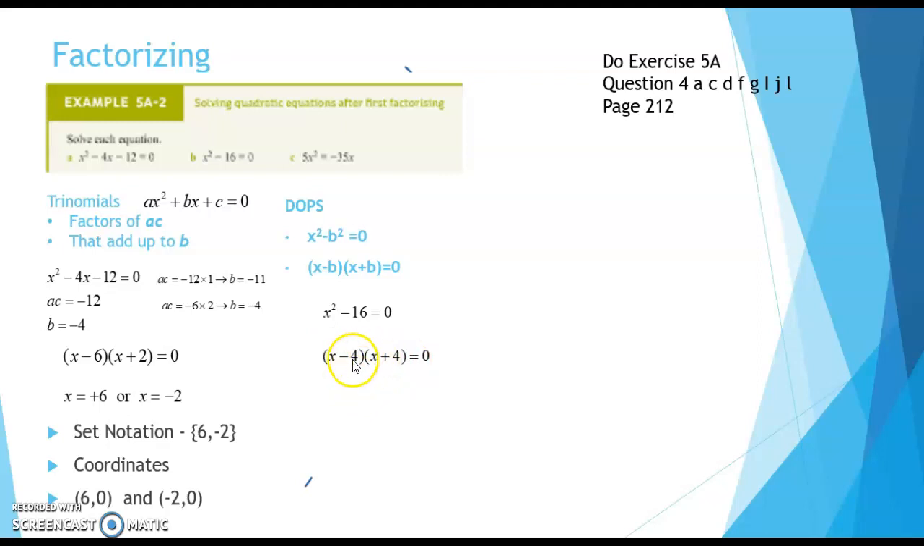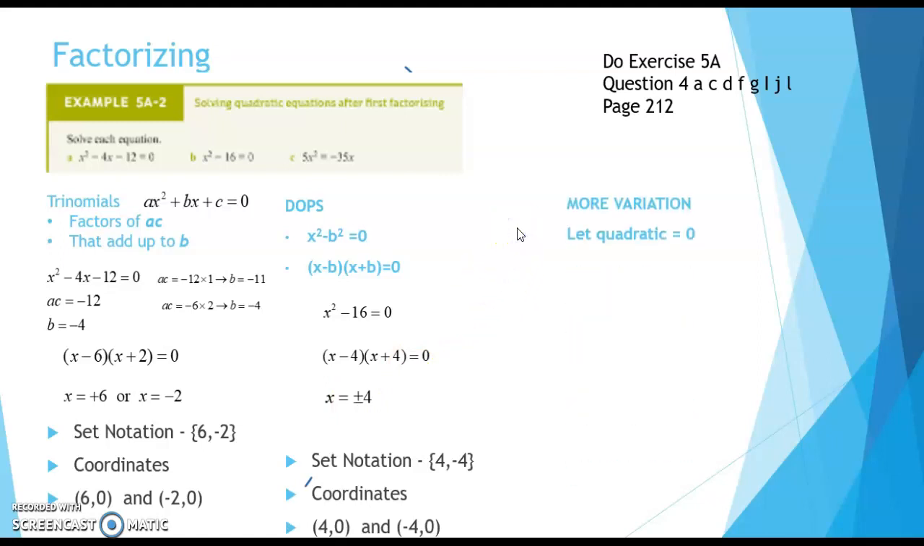And again, we have it in factorized form. So the solution is the opposite of minus 4 and plus 4, which is plus or minus 4. We can combine them in set notation, plus or minus 4, and the coordinates, remember, round brackets, not curly. Occasionally they try and trick you.